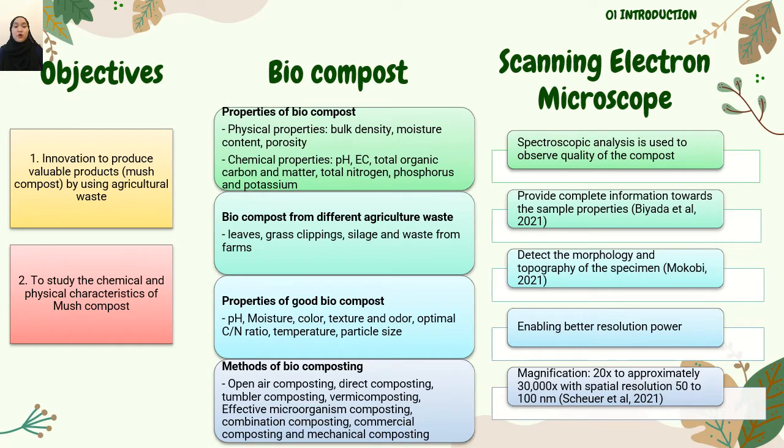Okay, next is biocompost. The properties of biocompost are divided into two, which are physical properties and chemical properties. The properties of good biocompost include pH, moisture, color, texture and odor, optimal carbon-nitrogen ratio, temperature, and also particle size. Next is the scanning electron microscope, also known as SEM. SEM is used to observe the quality of the compost and it provides complete information on the sample properties. It also detects the morphology and topography of the specimen.